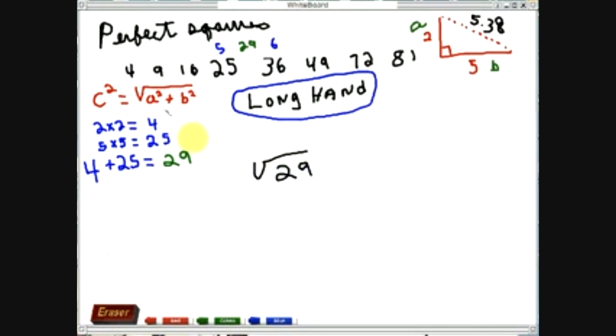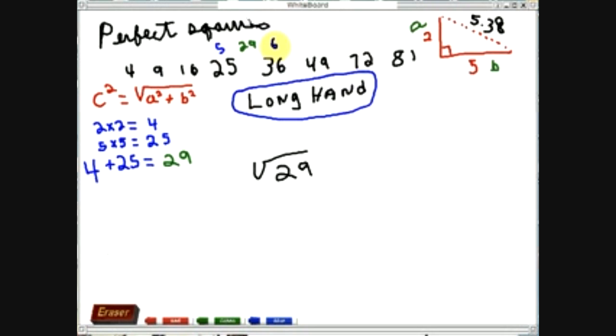So how do you go about and do it? Well, okay, you know your square roots, 25 and 36, and you know that 29 is in between. So this starting figure is going to lie somewhere between 5 and 6. That's the strategy we're going to use.